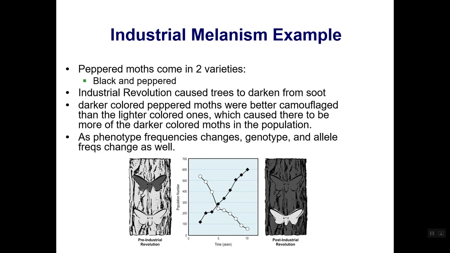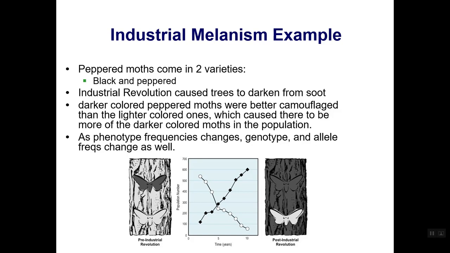So in the beginning, this pre-industrial revolution time period, there were two types of moths, the black and the white peppered moths, and the trees were relatively light in color. So obviously this one here was easier to be detected, and it was the one that was eaten more frequently. So we saw a large population of our moths were going to be the light peppered colored moths, and a relatively low number of the population would be dark.